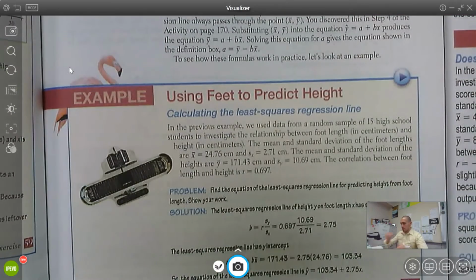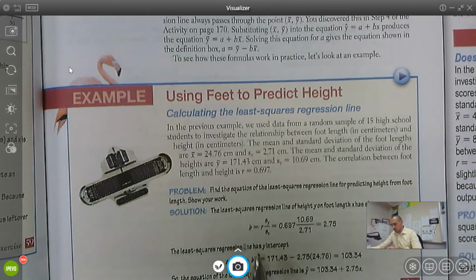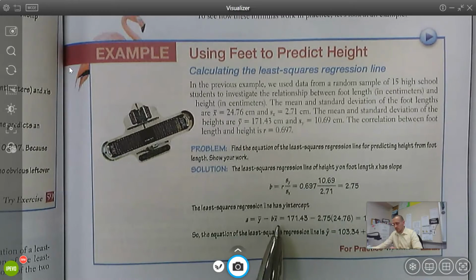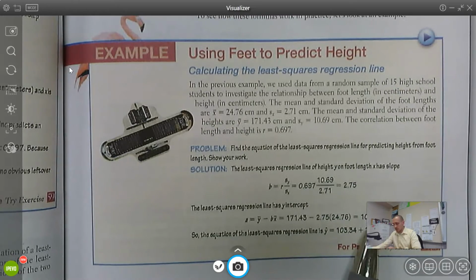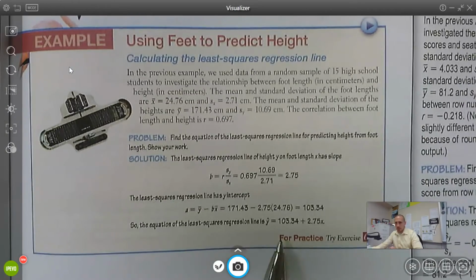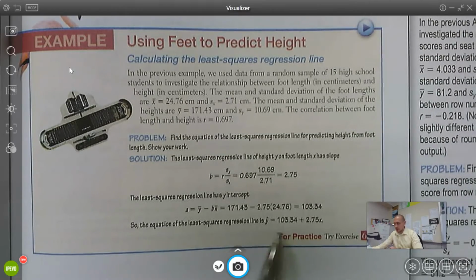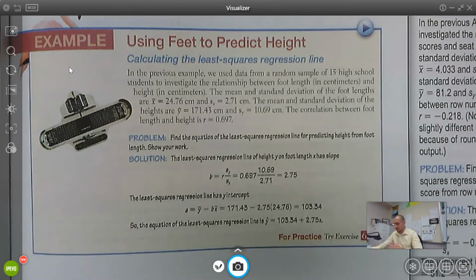So that's what they're doing here. They're finding the slope, 2.75. They're plugging that into the other equation with the means to get the y-intercept of 103. And then they're creating their least squares regression line equation. My only gripe with this is make sure you use context, don't have predicted y and x.